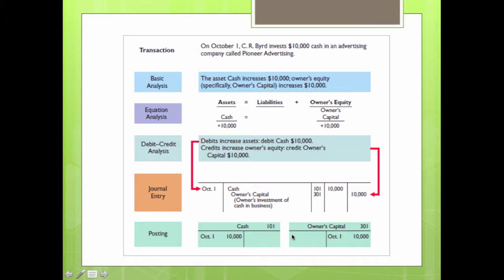What we will be doing now is moving into journal entries, which is where you see this red arrow going. A journal is a diary of business activities. It's a place where transactions are recorded in chronological order. A general journal is a financial record for entering all types of business transactions. So journalizing is the process of recording transactions in the general journal.